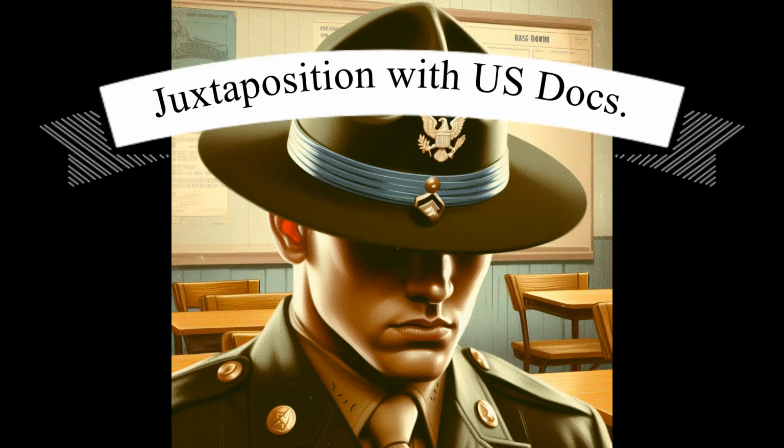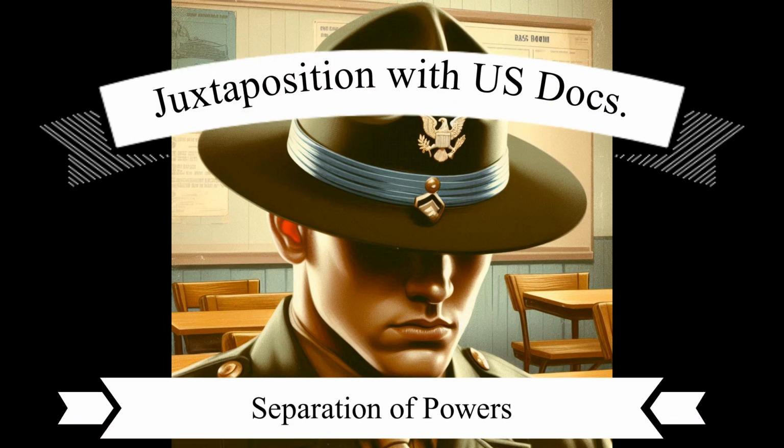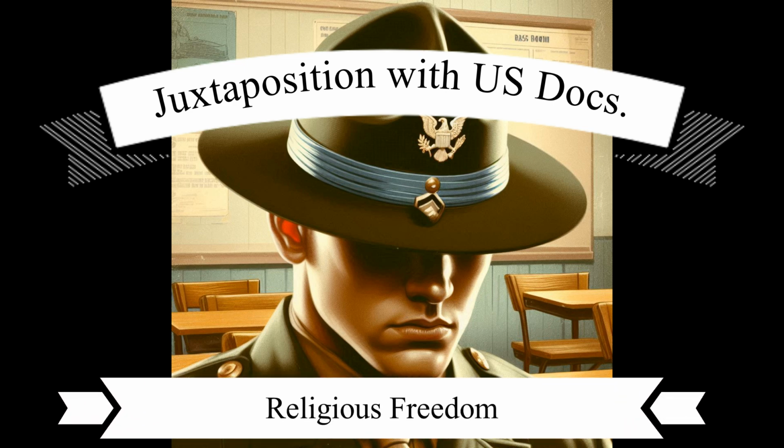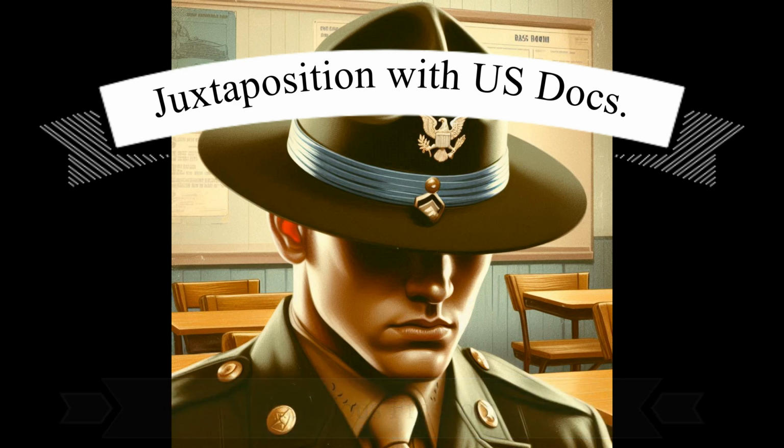Juxtaposition with U.S. documents, separation of powers. The British Bill of Rights sought to limit the monarch's powers by affirming the role of Parliament, while the U.S. Constitution structured a more formal separation of powers among three branches of government: executive, legislative, and judicial. Religious freedom. The British Bill of Rights reflected a Protestant-centric view, excluding Catholics from the throne, whereas the U.S. Bill of Rights adopted a principle of religious liberty for all, regardless of faith. U.S. Bill of Rights, First Article.